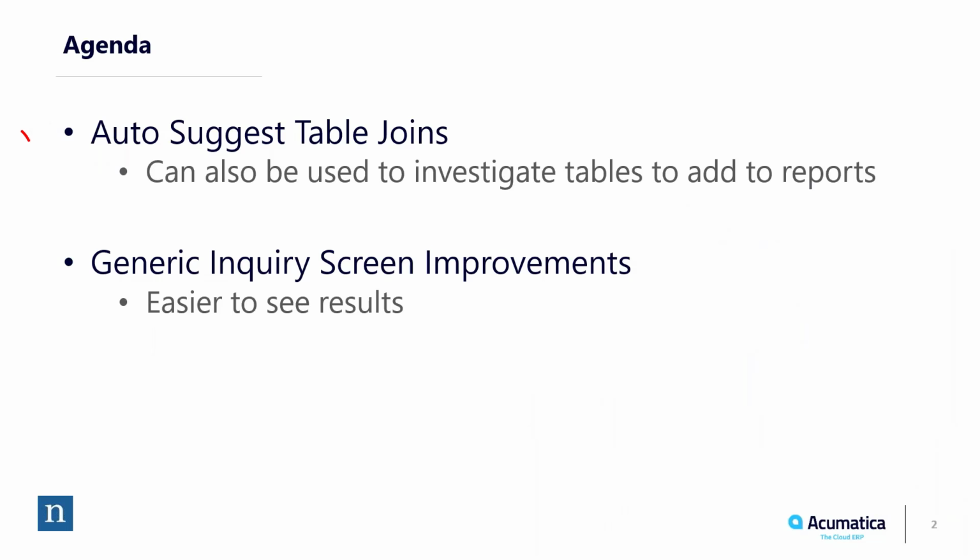The first one is the capability in generic inquiries of being able to automatically suggest tables with the joins to add to your inquiry. In addition to that, these suggestions can be used when you're creating reports as well. The other thing we're going to look at is a new feature that makes it much easier to see results from your generic inquiry. So again, the first thing we're going to look at is the capability to automatically suggest join tables. Let's take a look.